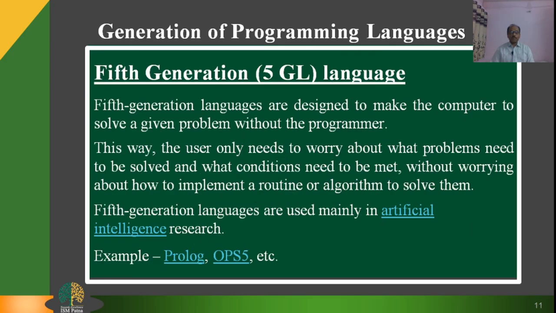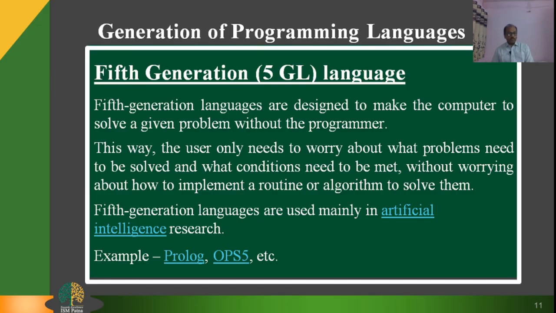Now, we also have fifth generation languages. The fifth generation languages are designed to make the computer solve a given problem without the programmer. This way, the user only needs to worry about what problems need to be solved and what conditions need to be met, without worrying about how to implement a routine or algorithm to solve them. Fifth generation languages are used mainly in artificial intelligence research, and examples may be considered as Prolog, OPS5, etc.